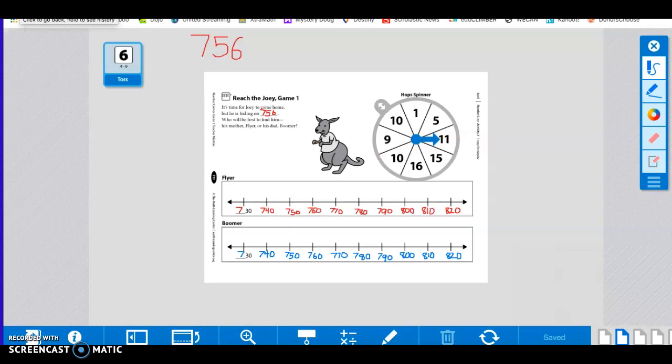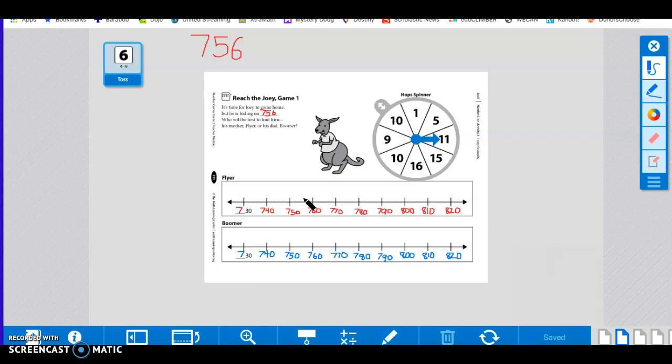So before we start our game, we need to make sure that we hide Joey at the number that we started with, 756. I know that 756 is in between two benchmark numbers, 750 and 760. And let's see, 755 is exactly halfway in between my two benchmarks. So 756 must be a little bit more to the right.